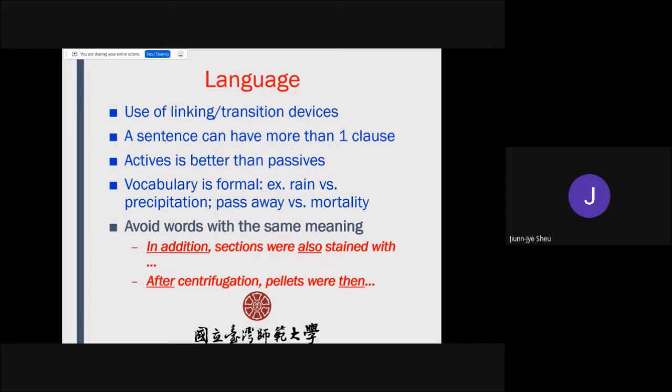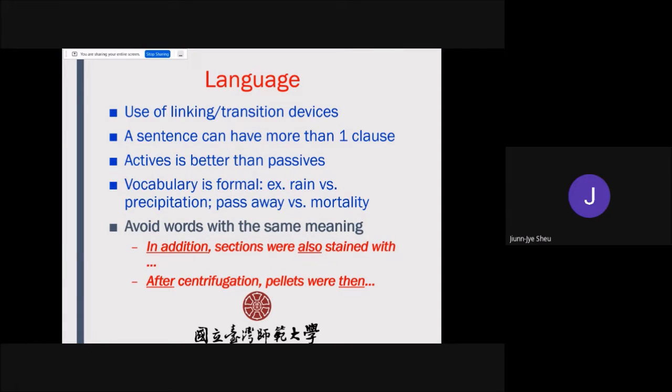And you want to use transition devices, transition words, or transition clauses that help with the transition between your sentences. The transitional linking devices are like in addition, or after, or before, or consequently. Those kinds of devices can help you to move from one sentence to another.